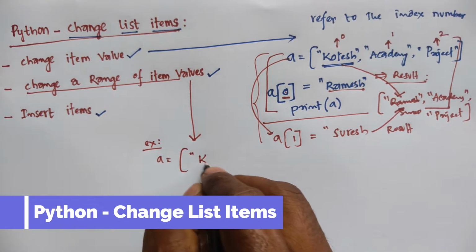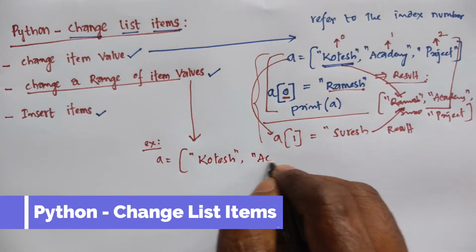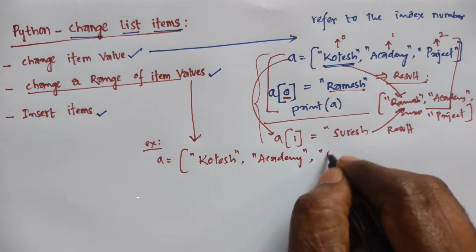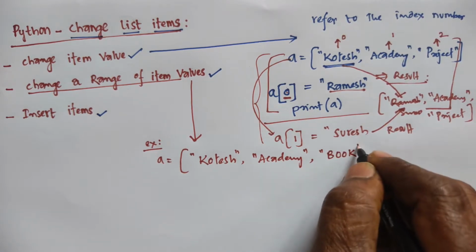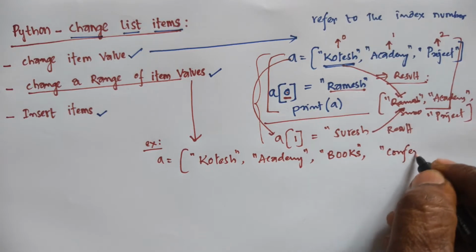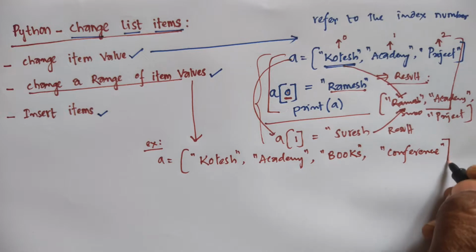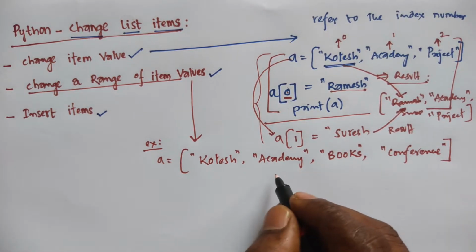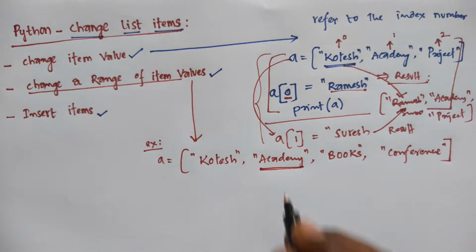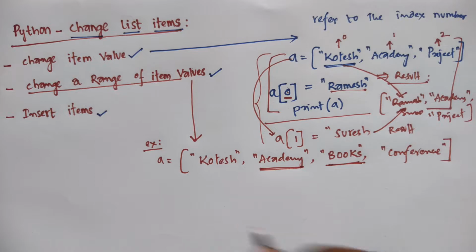Kotesh and academy, the second one is books, and one is conference. At this moment you have to change: Kotesh has to be replaced by project, books are replaced by journals. Like that you have to change.